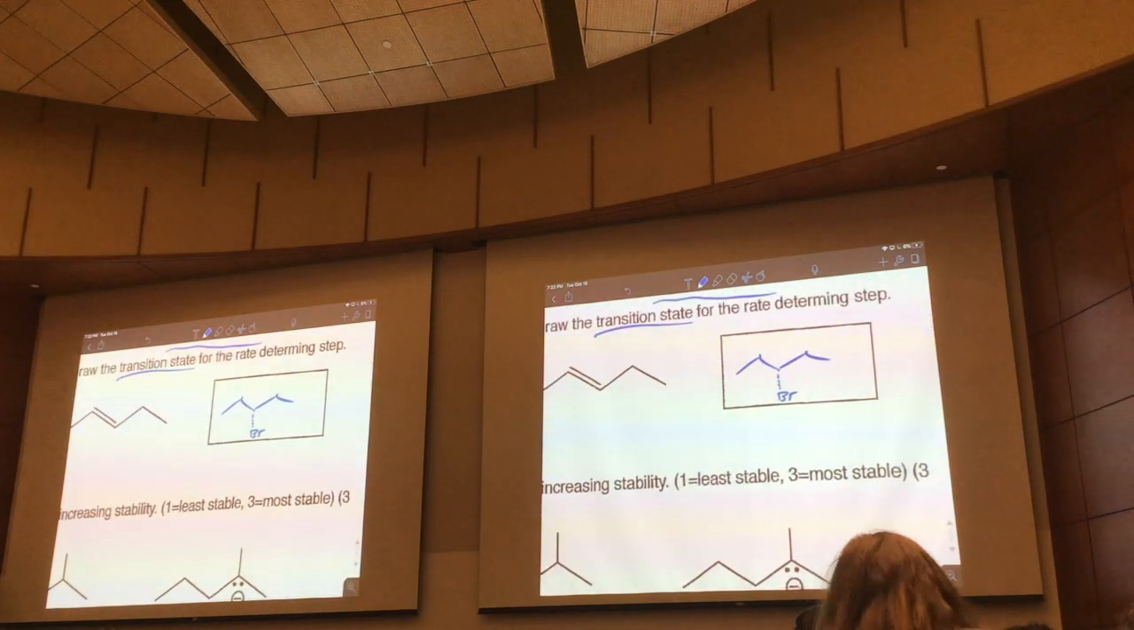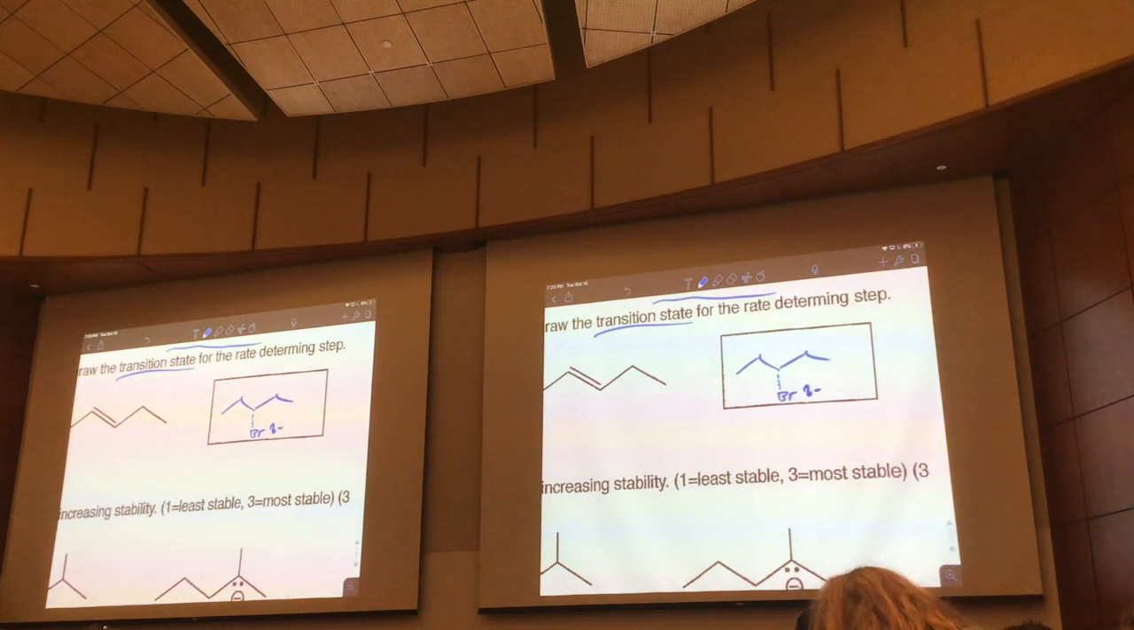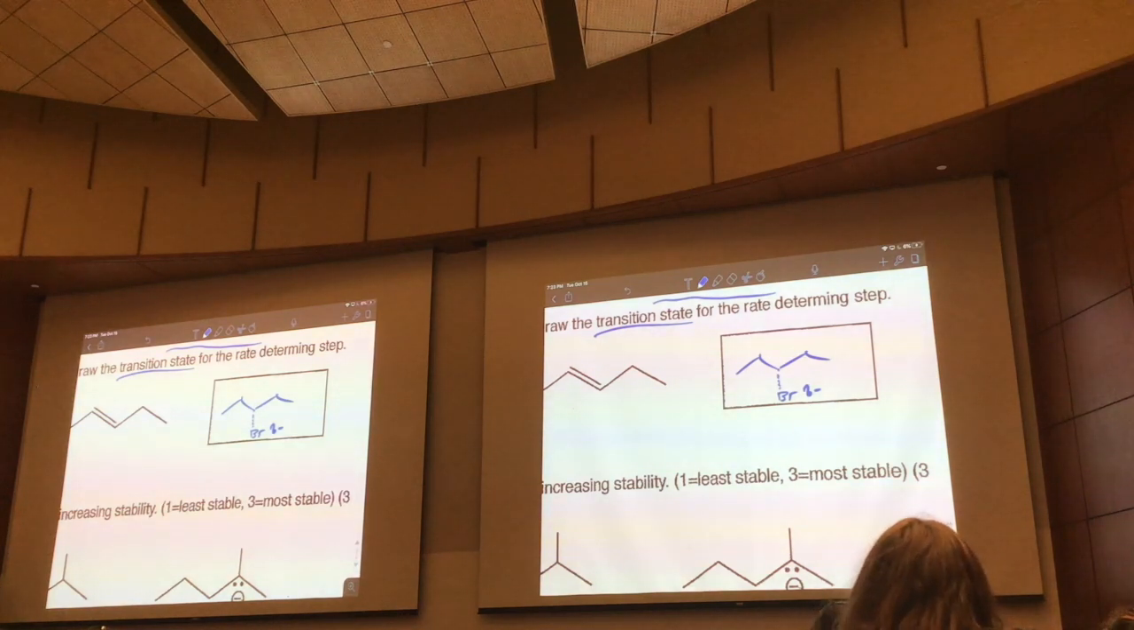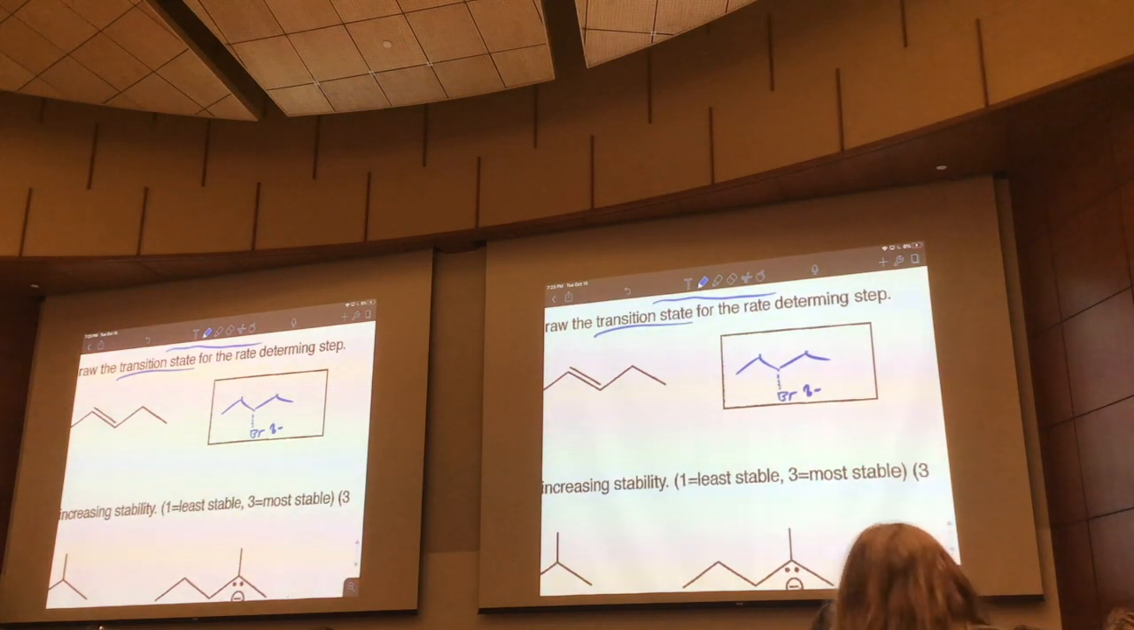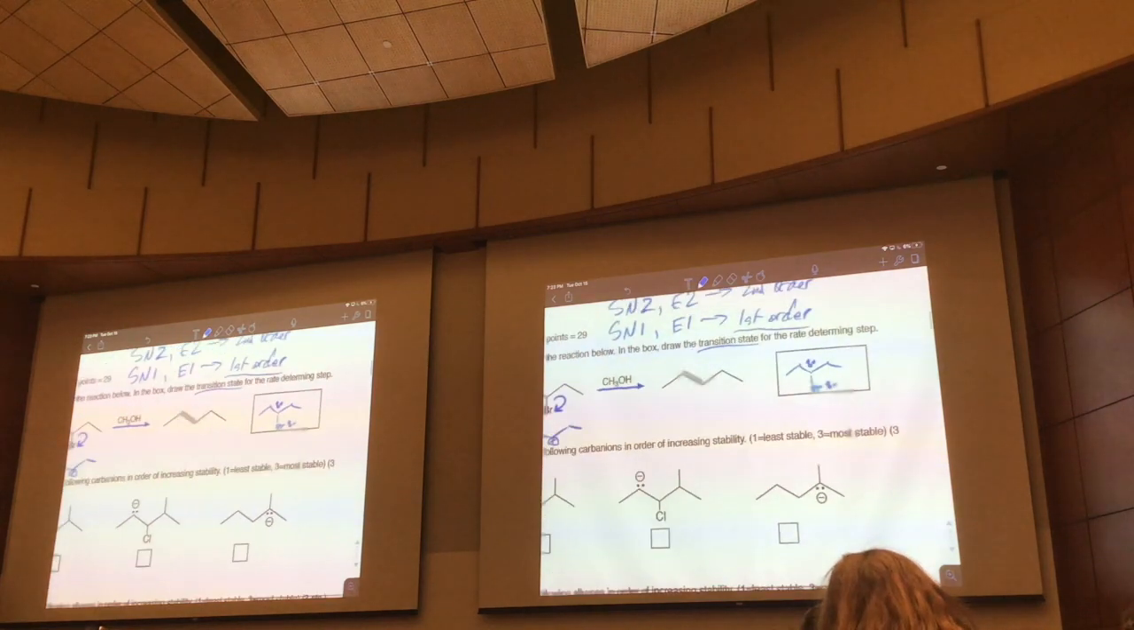So when the bromine has fully left, when it's already gone, what's its charge? Negative charge. While it's on the molecule, what's its charge? Neutral. So it's going from neutral to negative. So during this process, it's going to have a partial negative charge on it. How about the carbon it's attached to? What's its charge before anything happens, while the Br is still on? Neutral. What's its charge after? Positive. So it's going towards a positive charge. We're going to need to put a partial positive charge there. And there it is. That is the transition state for your rate determining step.